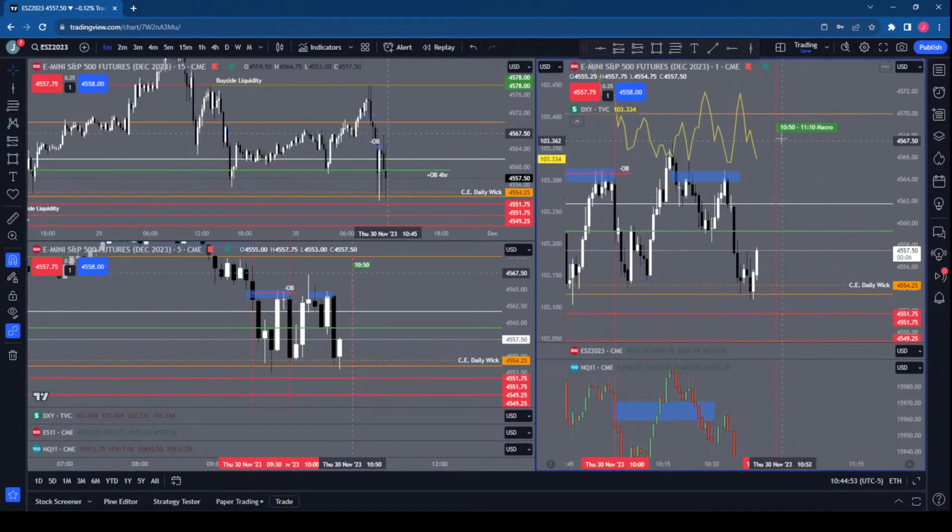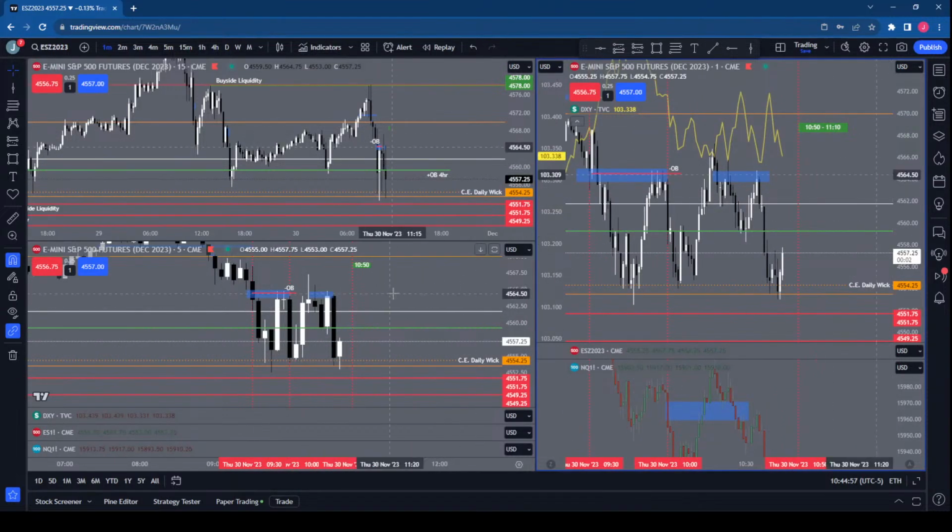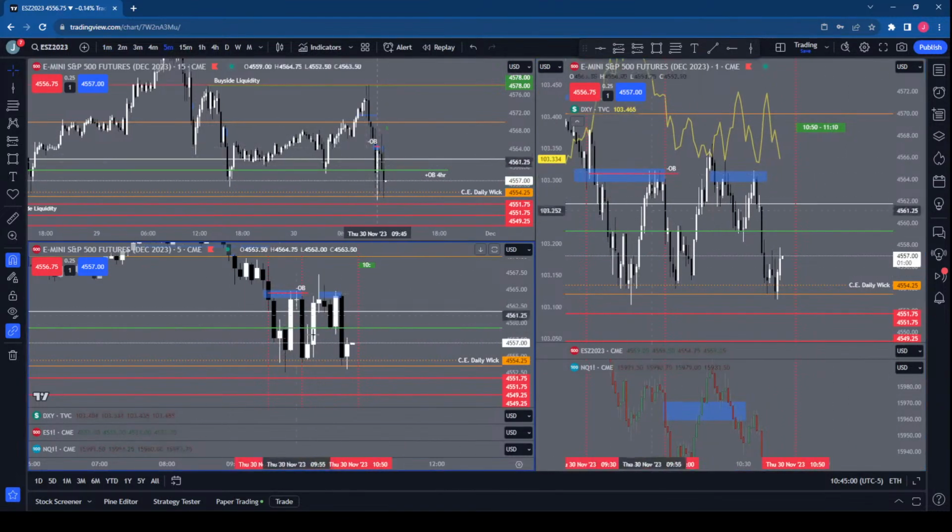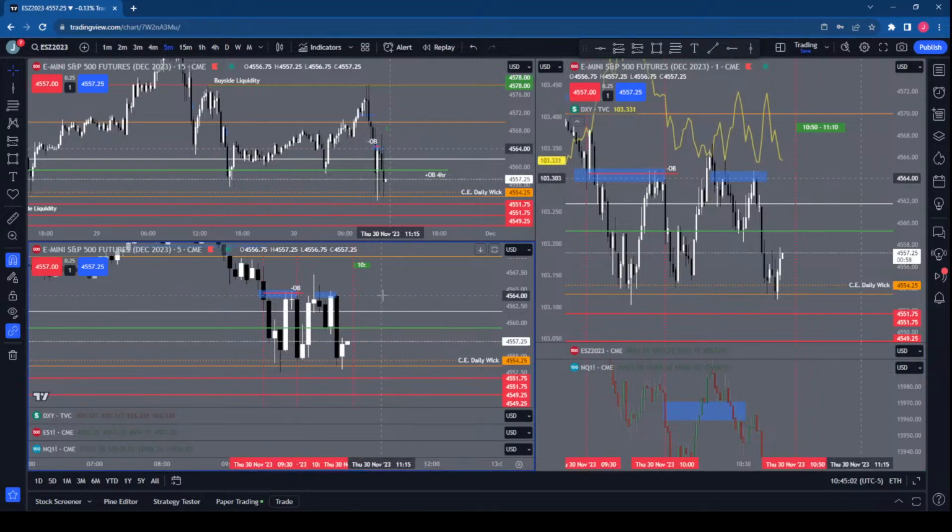Okay, so let's see if this 1150 macro breaks us out of this 5-minute consolidation.